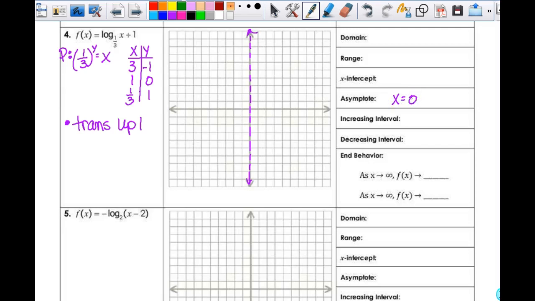And then we'll go ahead and plot some points and then decide if we need to figure out what our x-intercept is. So what we're going to do is find where these points are. I'm not plotting them, but I'm going to find where they are. And then from there, I'm going to do whatever my transformations are.